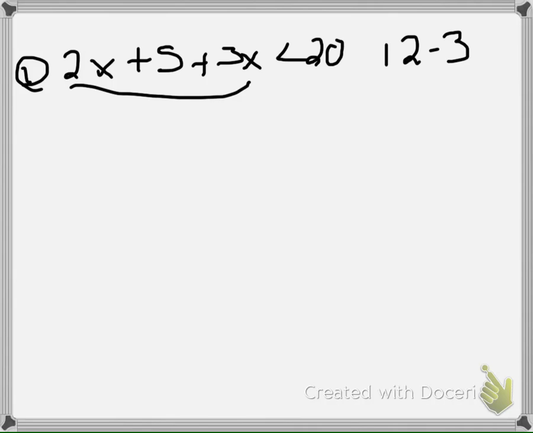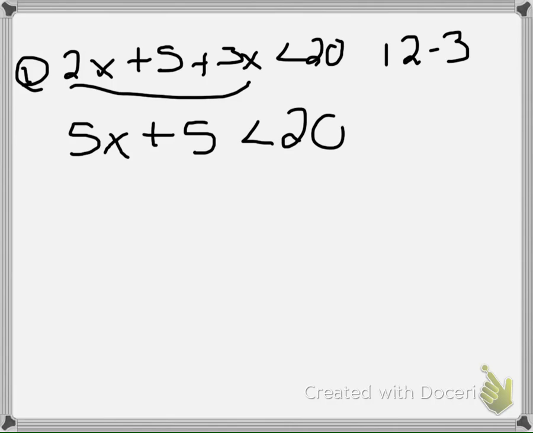2x plus 3x is 5x. Notice how I bring that down. This I can't combine with anything, so I'm just going to bring it right down here next to the 5x, and it's a positive 5, so plus 5. Okay, bring my inequality sign down and bring my 20 down. Now I'm trying to get the x by itself. I always get rid of addition and subtraction first. So to get rid of that, I subtract 5 on both sides of the inequality sign. 20 take away 5 is 15.